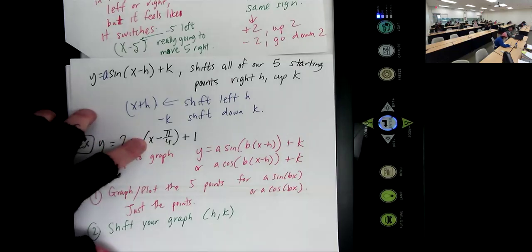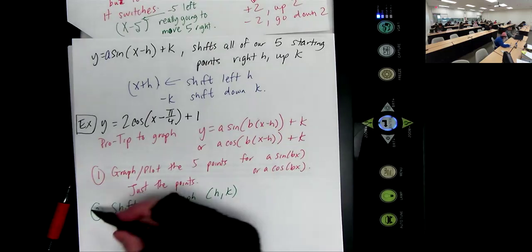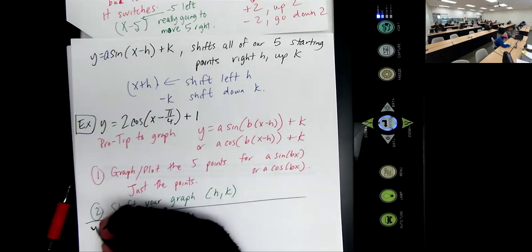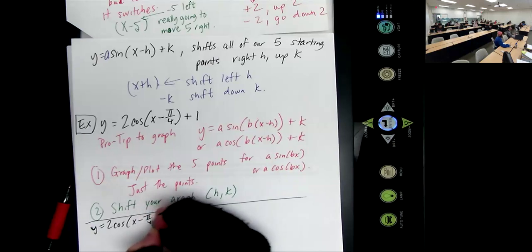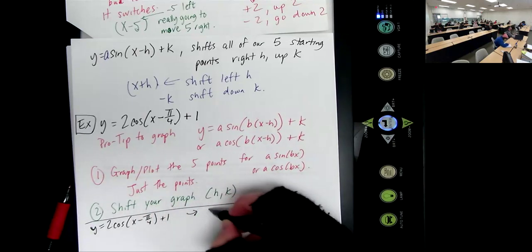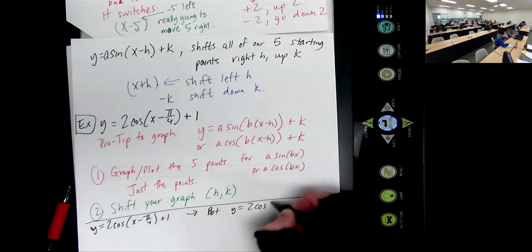front of it. So my period is just a standard 2 pi. So let's take a look at this example first real quick. So y equals 2 cosine of x minus pi over 4 plus 1. I'm gonna plot y equals 2 cosine x. Then shift.